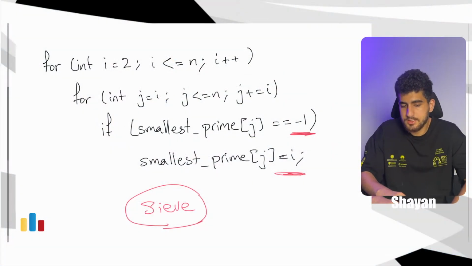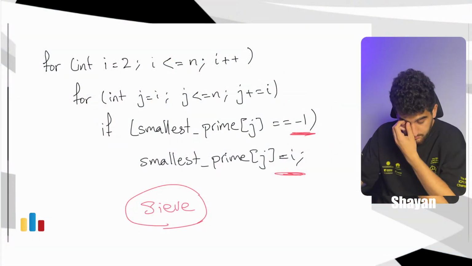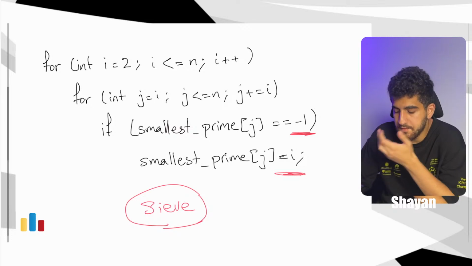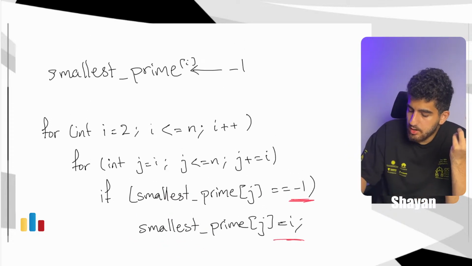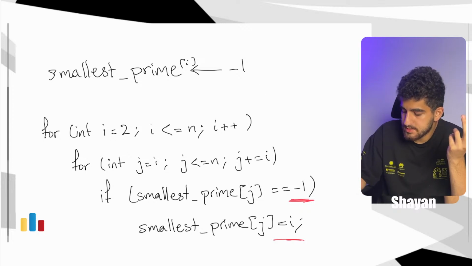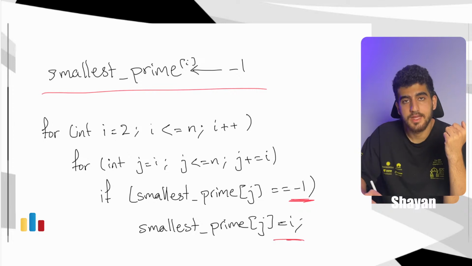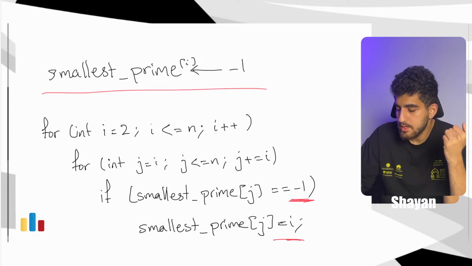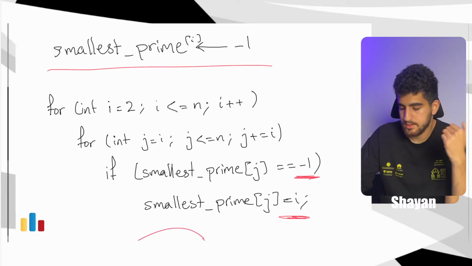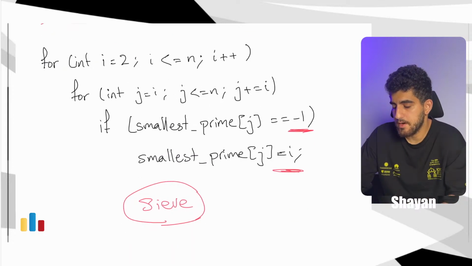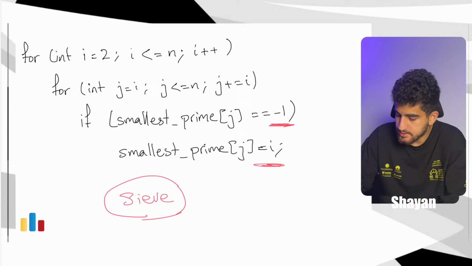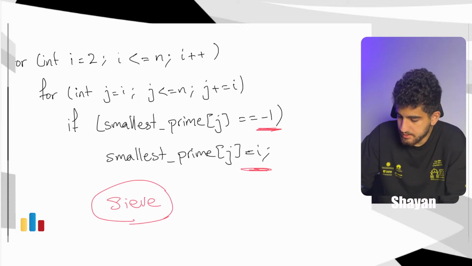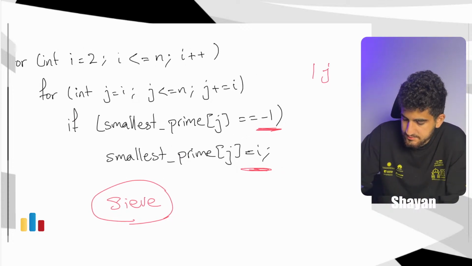So I'm saying that if I want to find the smallest prime factor of each number, initially I set all of them to -1, which means that they do not have any prime factors so far. Then I have a for loop from 2 to n. I go forward, I start j from i to n and increase j by i. I know that i divides j. So j is divisible by i.